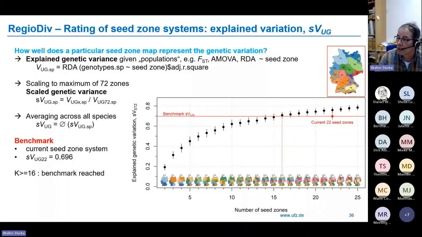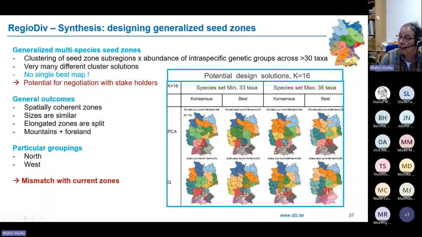If we look into these different automatically generated maps, we see that this parameter is steadily increasing up to, say, 10 to 15, and then is only increasing very slowly towards higher values, which means our current map of 22 seed zones explains 70%. Using an algorithmic solution with also 22 regions, we could explain even more. We could explain something like 0.75, so 75% of the variation. And using an optimized map, we can explain the 70% using only 16 regions. Therefore, we look into the 16 region solutions and try to identify general patterns that we see in those.